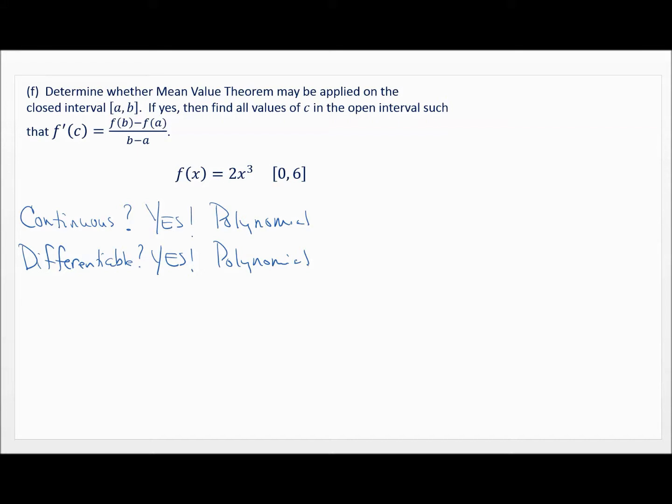Okay, now, next. 3 things we've got to find, sort of. You've got to find f of b minus f of a over b minus a. And you've got to find the derivative, and then you've got to set the derivative equal to f of b minus f of a over b minus a. So first of all, let's do f of b minus f of a over b minus a.